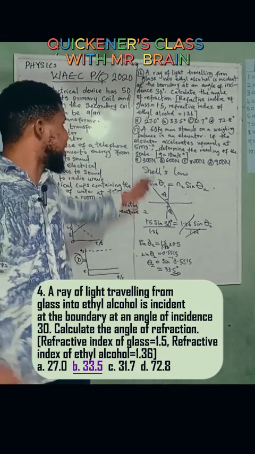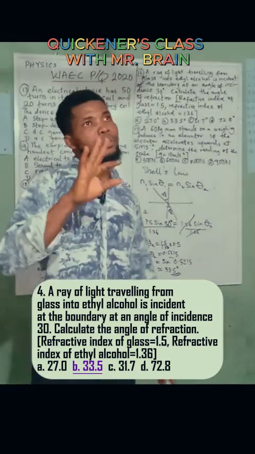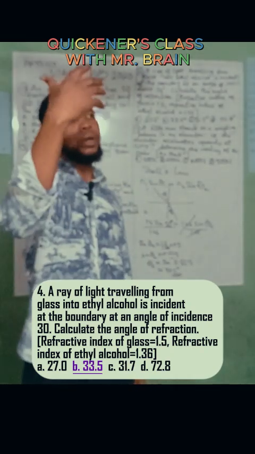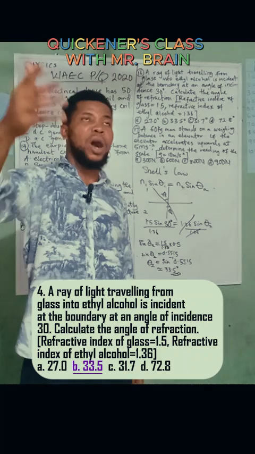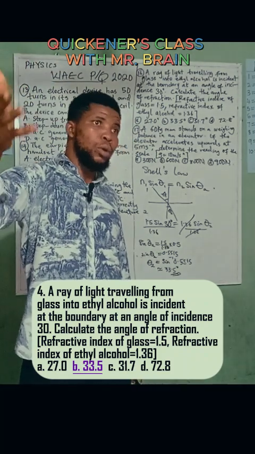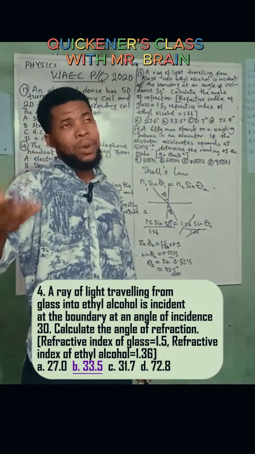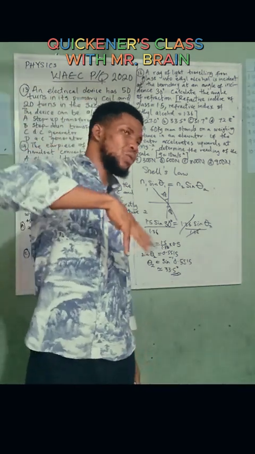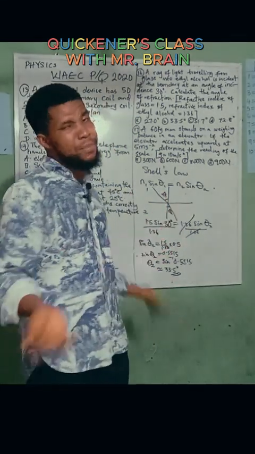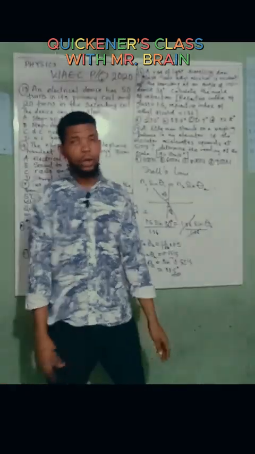Alright, so that is Snell's law. In simple terms, Snell's law says that the ratio of the sine of the angle of incidence to the sine of the angle of refraction, when light is traveling from one medium to another, is constant for a given pair of media. That's just a simple law for that.